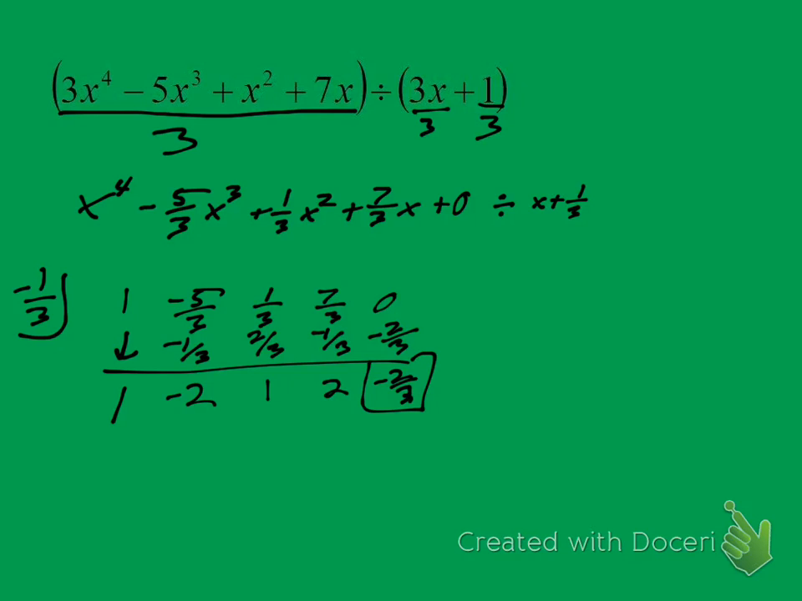Okay, now be careful with the next part. Here we go. Rewrite your answer just like you think you would. So x cubed minus 2x squared plus x plus 2 minus 2/3 divided by, now make sure you divide it by what you divided this by. You divided this polynomial here by x plus 1/3. Okay?